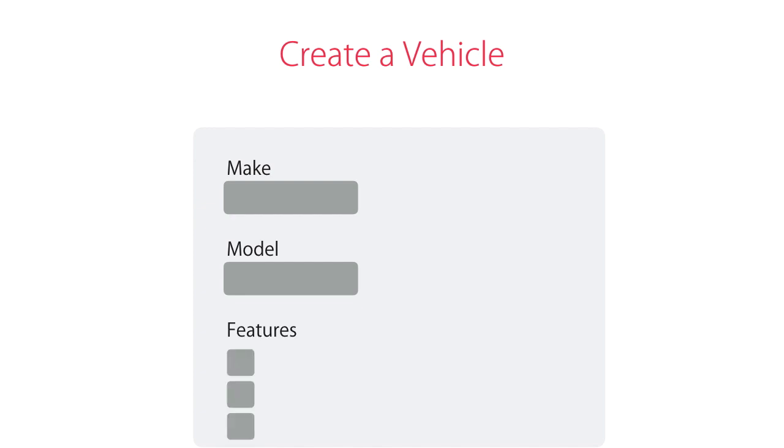Now, similarly, we need a list of features that are available in this vehicle. So here we need a checkbox list, and the items in this list are rendered dynamically. So, again, we need to store the list of standard features in our database. And this data should come from the server.